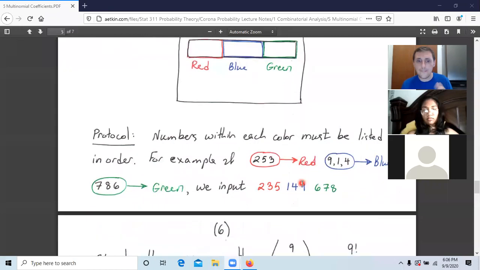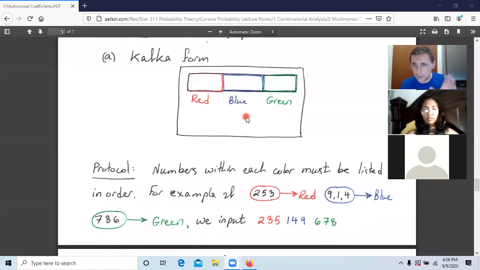Good? Now, some of you gave me the right answer, but some of you made a mistake. Why was that mistake made? Because you were not thinking about this Kafka form.